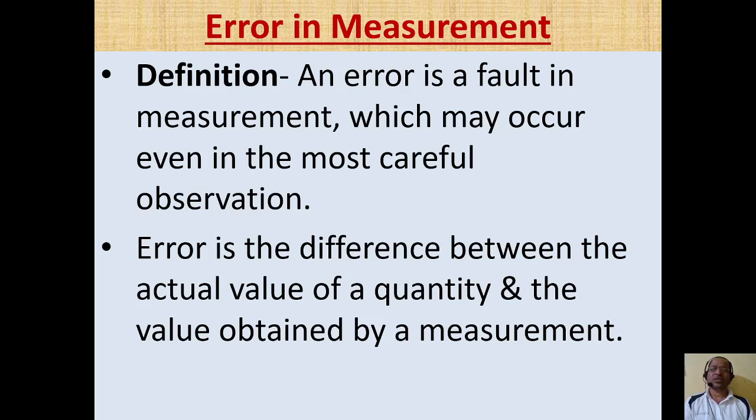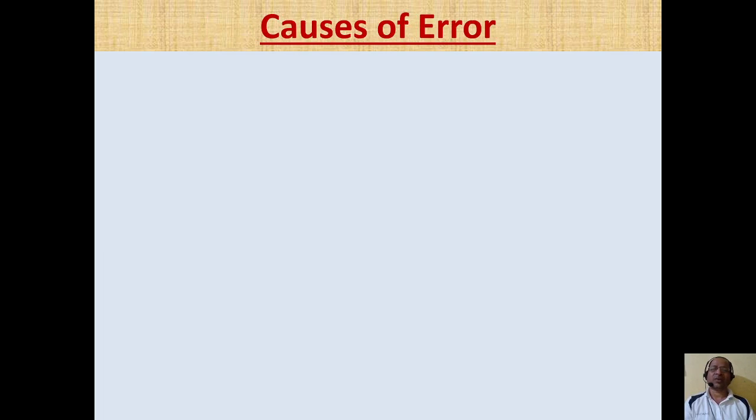So we have to study the various causes of error. Why does error occur in measurement? There are various causes of error. The first reason is the instrument limitations. If the instrument itself is faulty, then error occurs in the measurement.